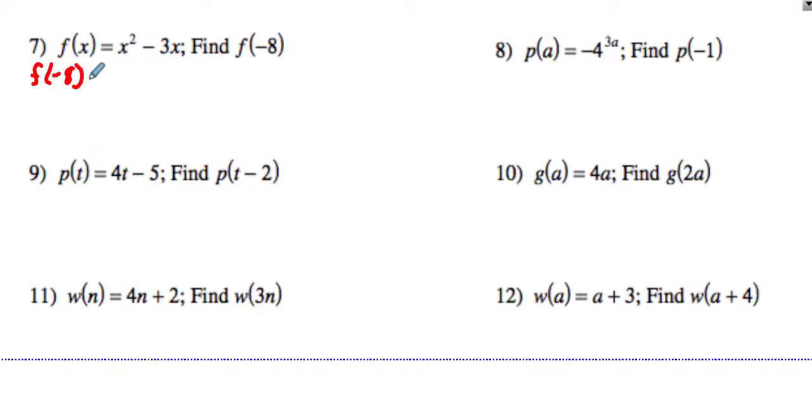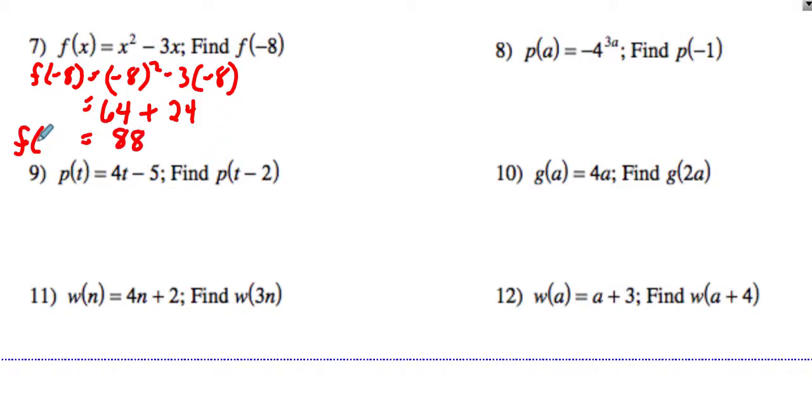F of -8, replace every x with -8. Combine like terms and simplify down. F of -8 is equal to 88.